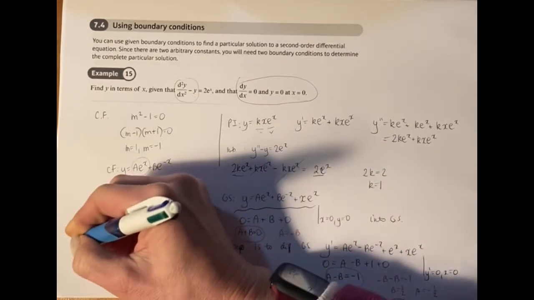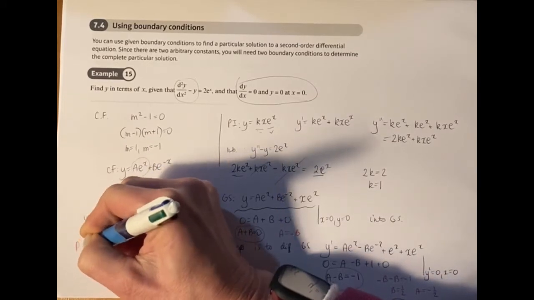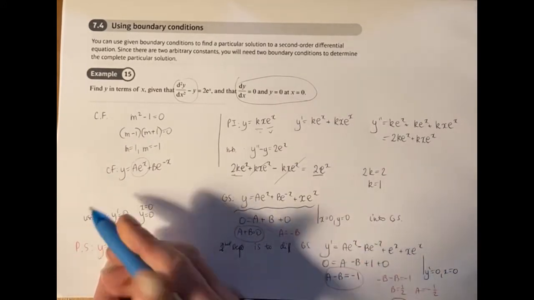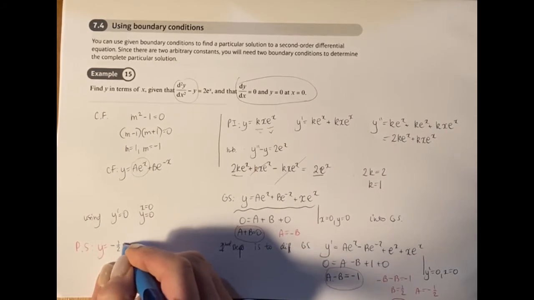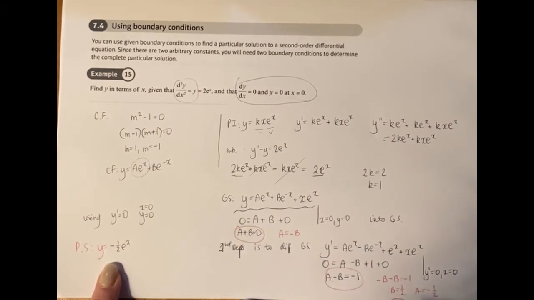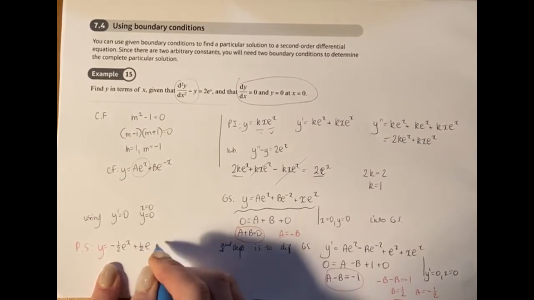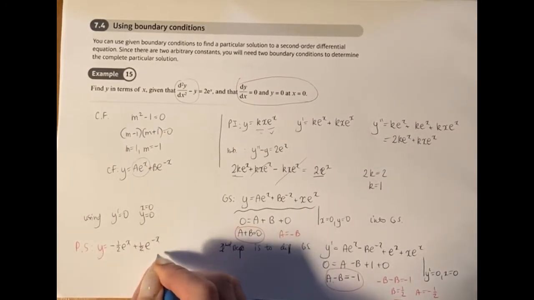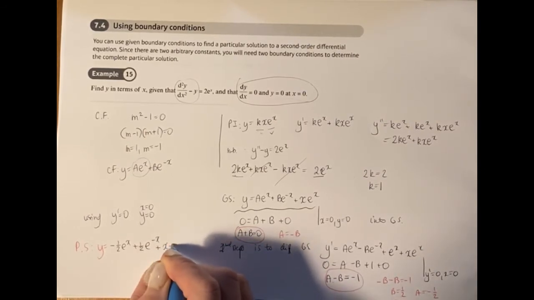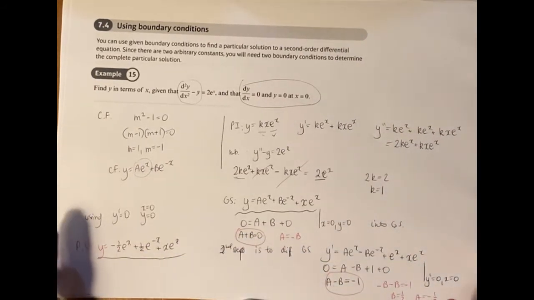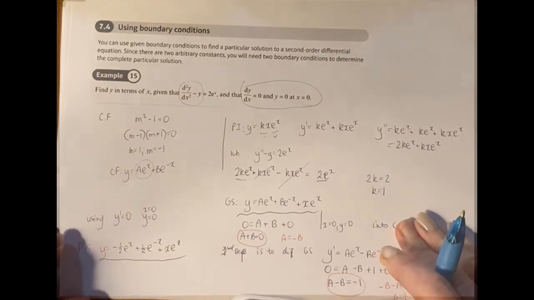So the particular solution is y equals, a is minus a half, so it's minus a half e to the power of x, plus b, a half e to the power of minus x, and the particular integral was x e to the power of x. And this is the particular solution, so no more family of solutions.